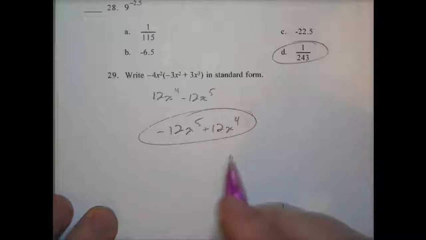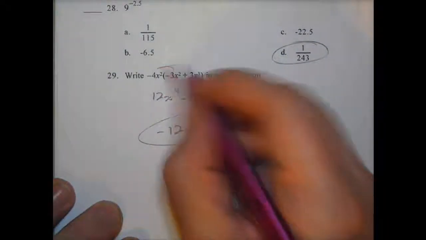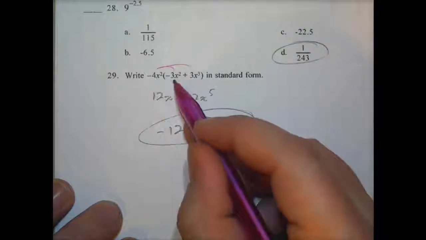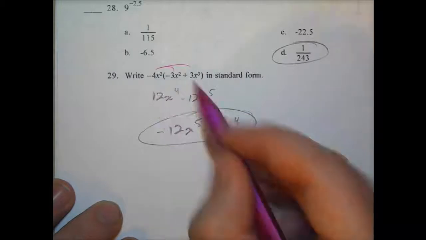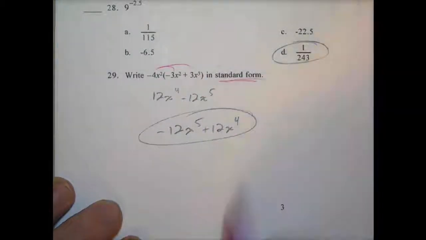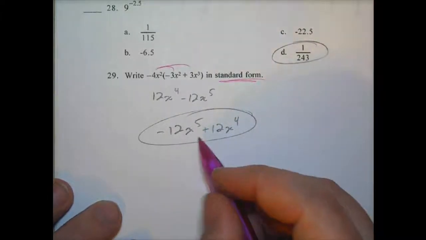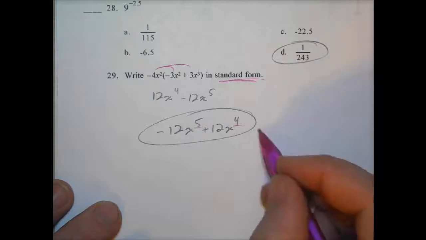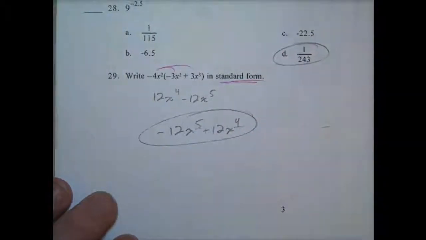All right, with 29, there's no way of doing it other than just knowing how to do it. So all this is, though, is just distributing. So negative 4 times negative 3 is 12. X squared and x squared together make x to the 4th. Negative 4 times 3 is negative 12. X squared and x to the 3rd make x to the 5th. So when it says standard form, all it's talking about is doing the exponents in descending order. So 5, 4, we would have 3, 2, 1, 0 if we had anything else. But that's all it's looking for in standard form.